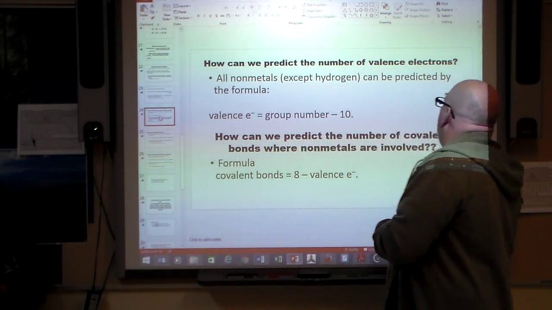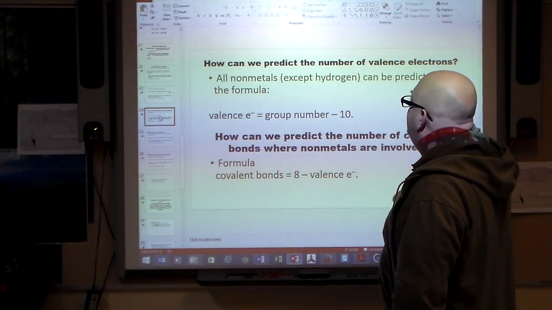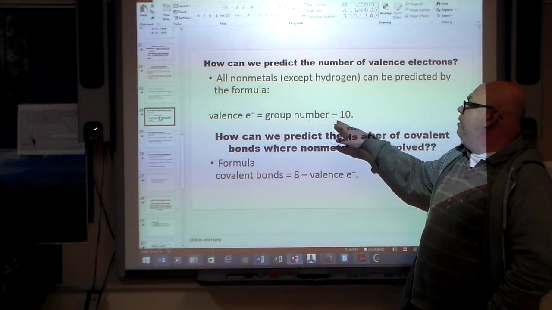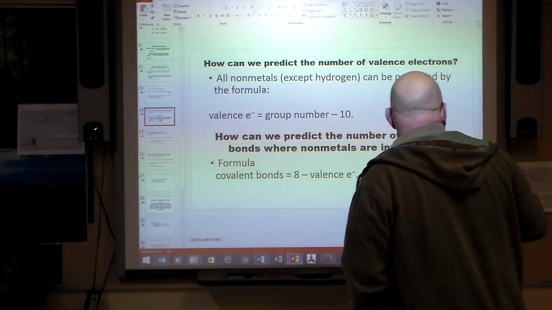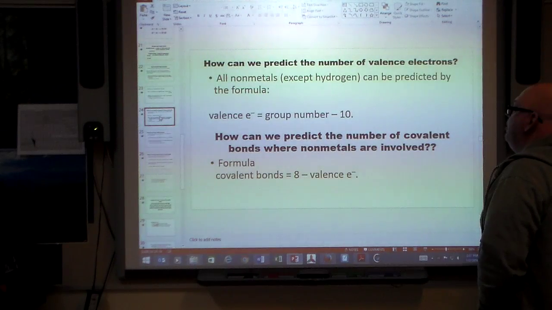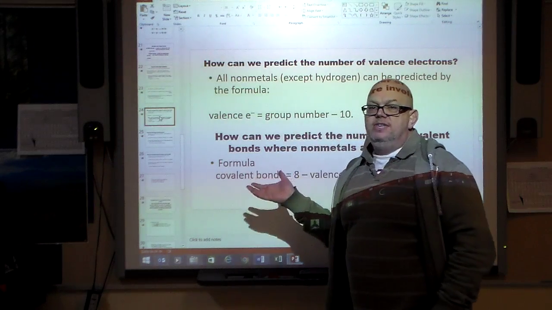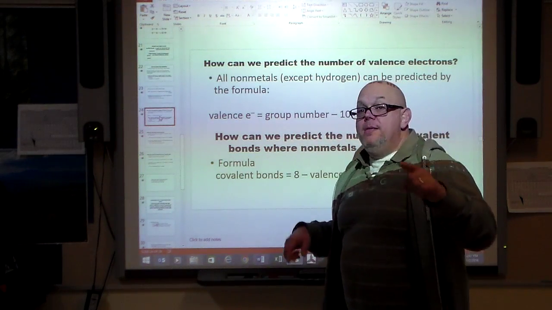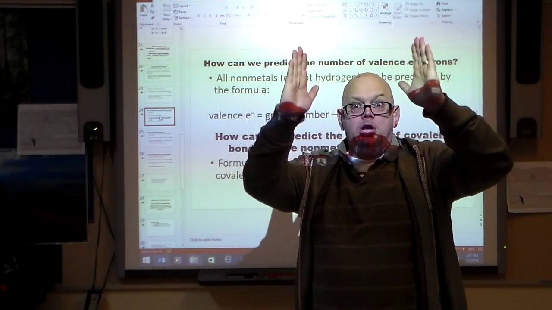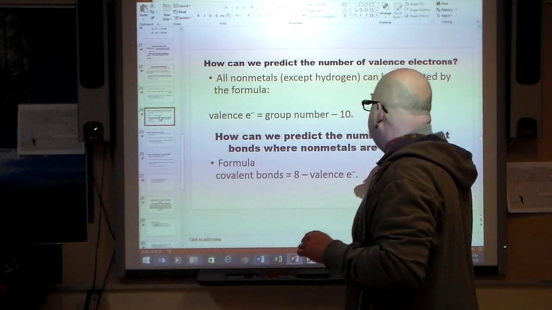For examples. Now, how can we predict the number of valence electrons? All the nonmetals except hydrogen can be predicted by the formula: valence electrons is equal to the group number minus 10. Let's take a look at chlorine. Chlorine is in group number 17. 17 minus 10 is 7 valence electrons for chlorine. In that previous video, I just did the quick and dirty version, I gave you the dots. Here's the group, here's the number of valence electrons, bam. But this is a quick one.